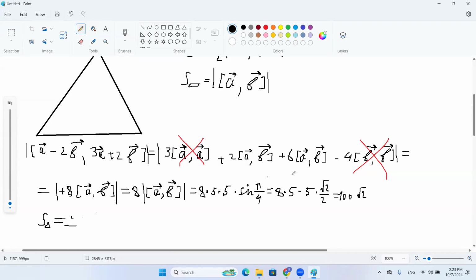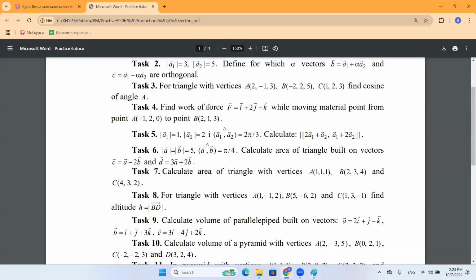Okay, I will write it here. Do you understand? Okay, so just for more convenient calculation. And as the result, 50 square roots of 2. Okay, now let's speed up.